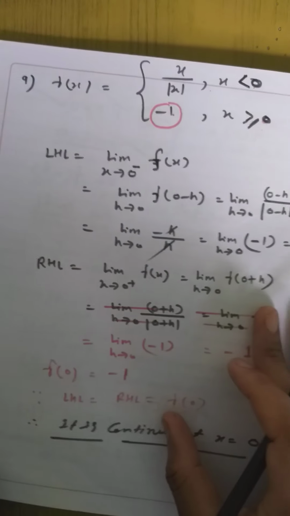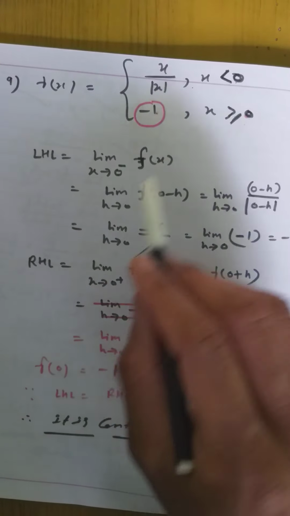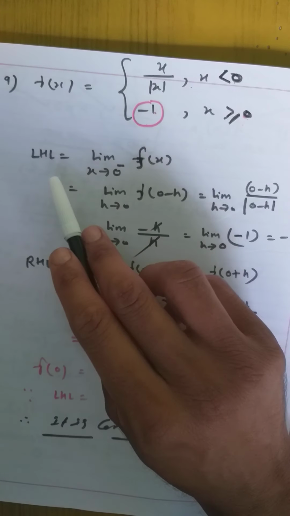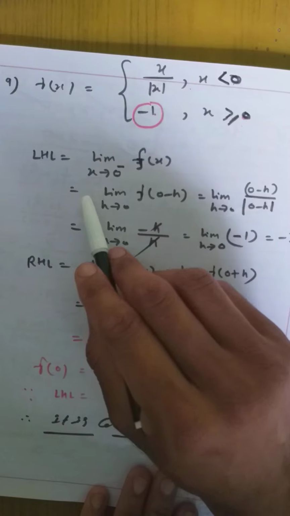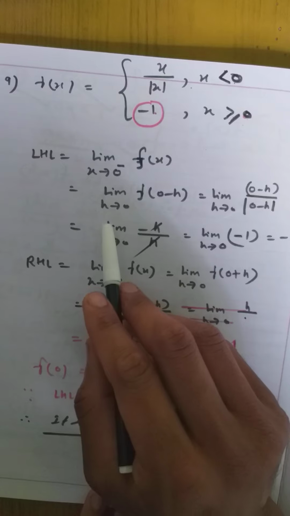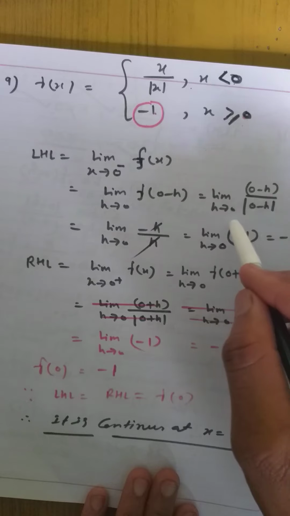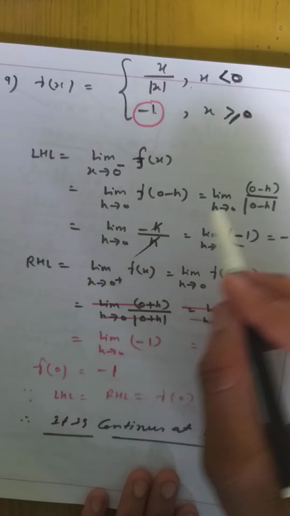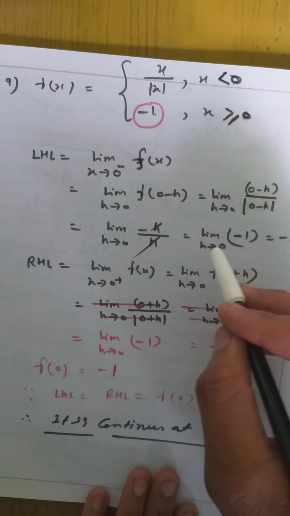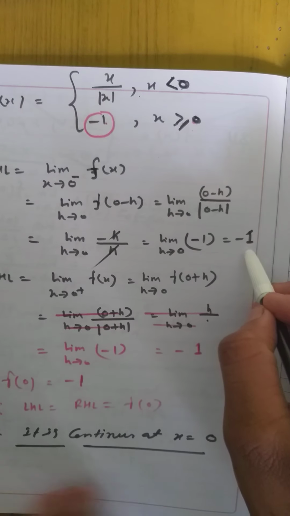Let us see the next question, number 9. This question is just like question number 8. The function is defined for x. For the left hand limit, x tends to 0 negative, f(x). Limit h tends to 0, f(0 minus h) equal to limit h tends to 0, 0 minus h upon mod of 0 minus h. 0 minus h equal to minus h, mod of 0 minus h equal to h, so minus h upon h is minus 1. Limit h tends to 0, minus 1 equal to minus 1.